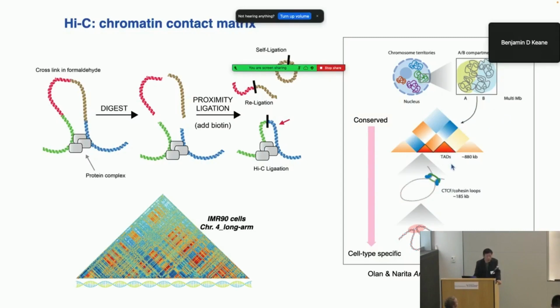And then TAD, sub-megabase TAD, topologically associated domain. This is more like a local connection, right? And then if you look closer, there is loop structure, which is reasonably specific to tissue types. And within this loop structure, loop domain, a lot of enhancer promoter interaction happens.